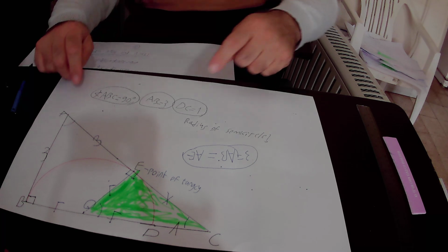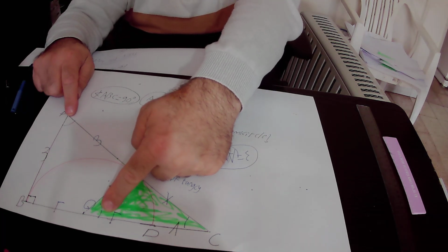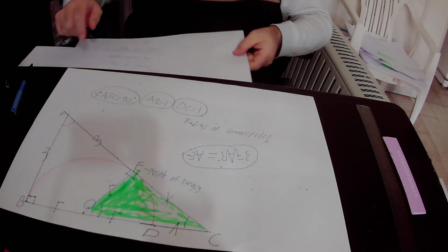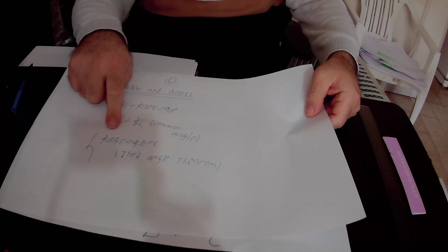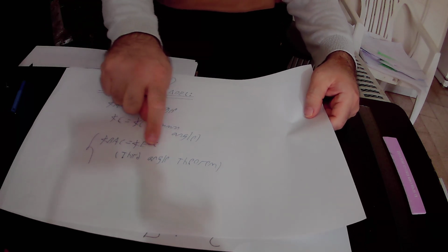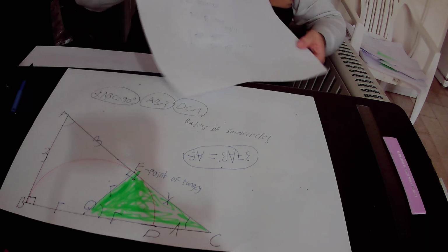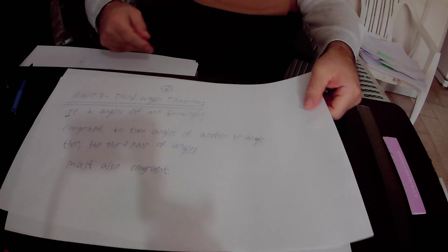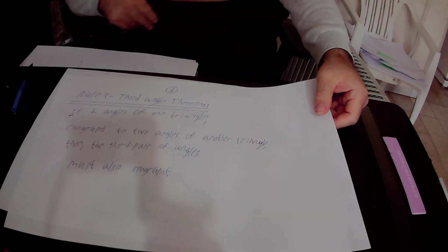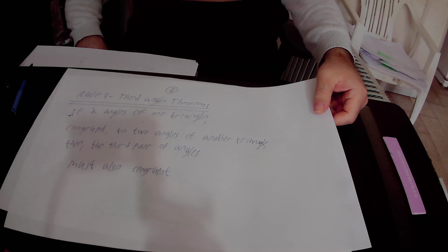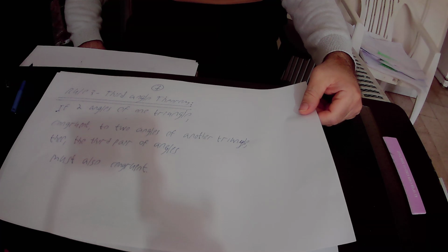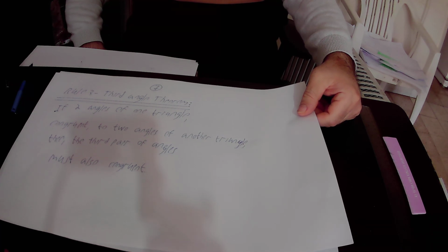Then we proved that those two angles are equal to each other according to the third angle theorem. That is to say, angle BAC equals angle EOC according to the third angle theorem. So what is the third angle theorem? The third angle theorem states, or rule number 3: if two angles of one triangle are congruent to two angles of another triangle, then the third pair of angles must also be congruent.